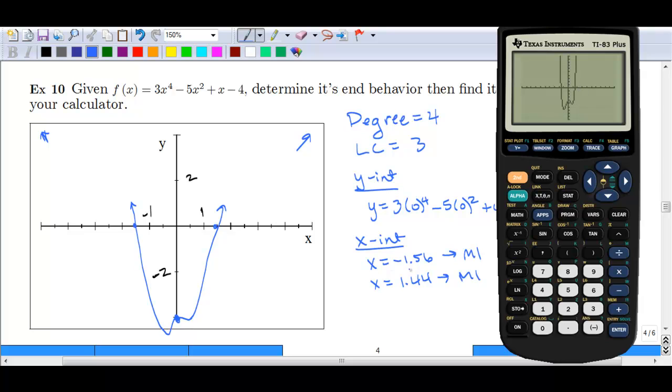We found the x-intercepts should have been -1.56 and 1.44. Both have a multiplicity of 1, so they're going to cross. And we end up with a graph that looks something like this. And again, that wobble comes from the fact that we've got an x to the 4th instead of an x squared. So this concludes the video for section 16.1.